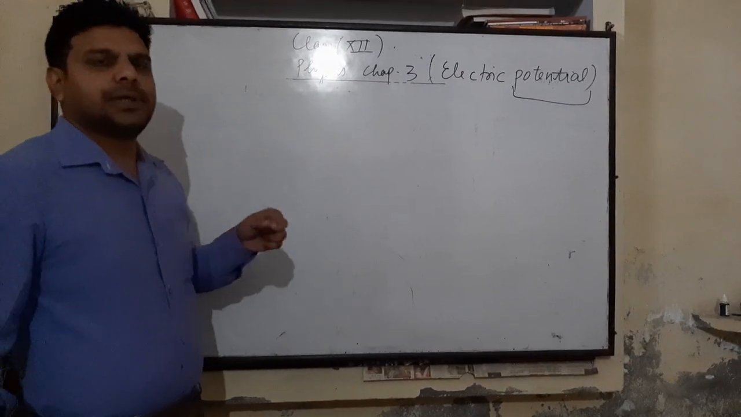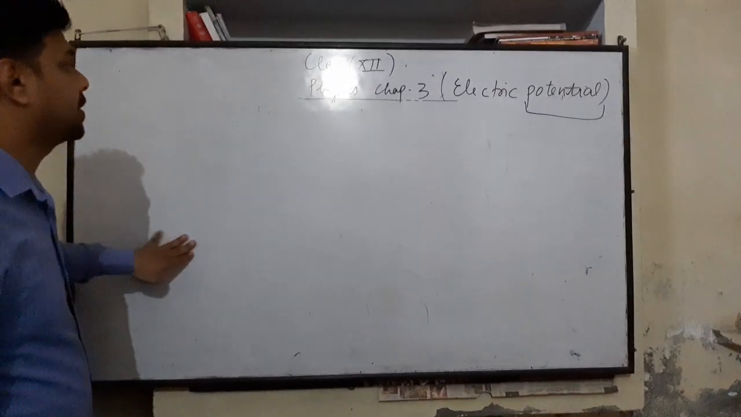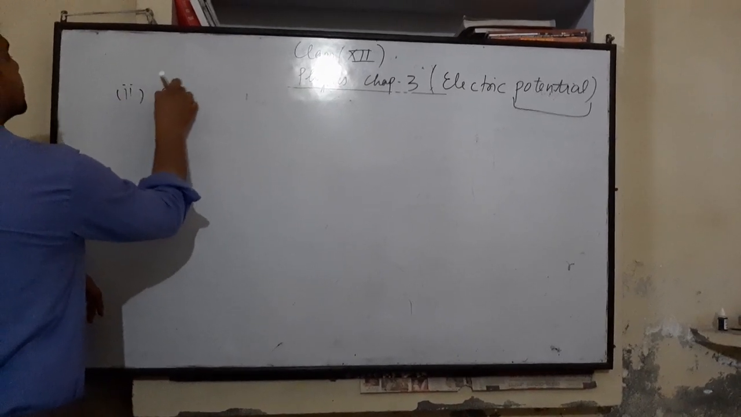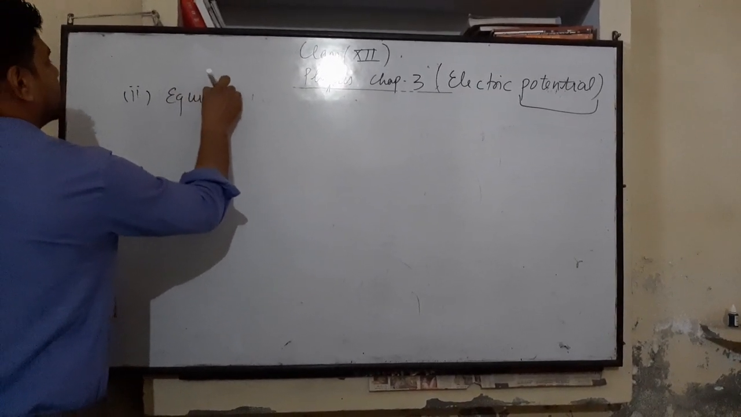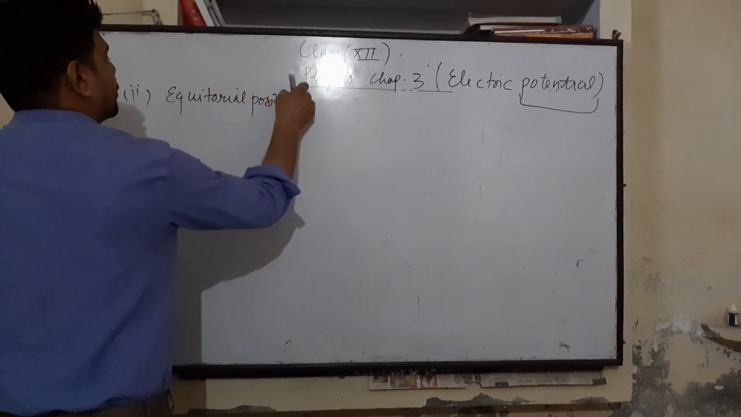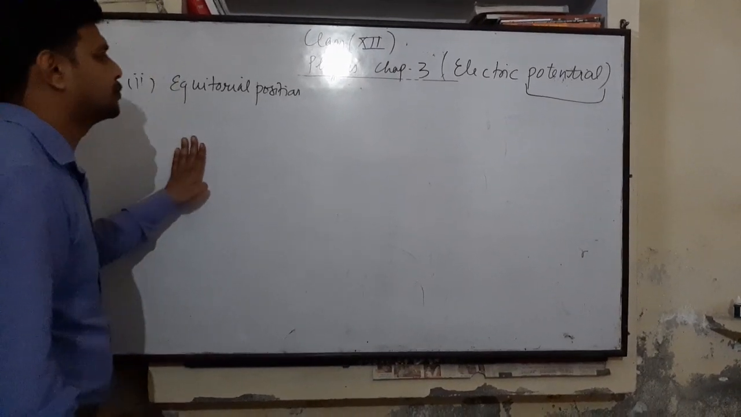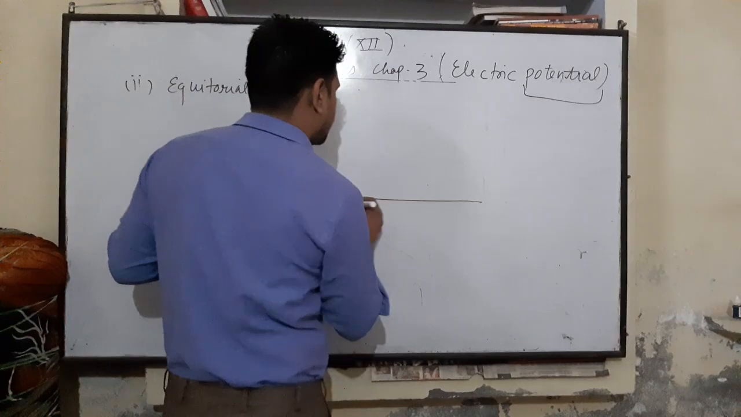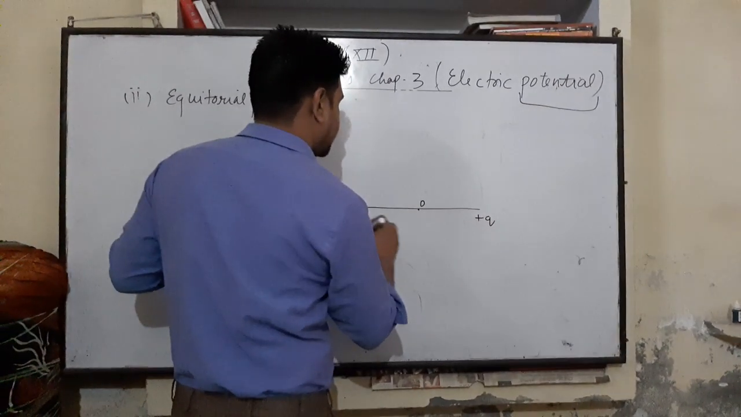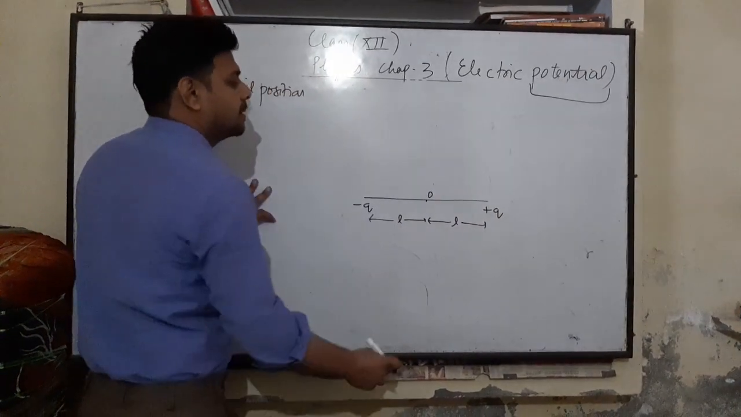We have seen the potential due to a dipole in axial position. Now we will calculate the potential due to a dipole in equatorial position. The second position is equatorial position. You can call it equatorial, or broadside-on, or transverse position. Consider a dipole with charges minus q and plus q, the midpoint of the dipole, and the length 2l. This is l, this is l.